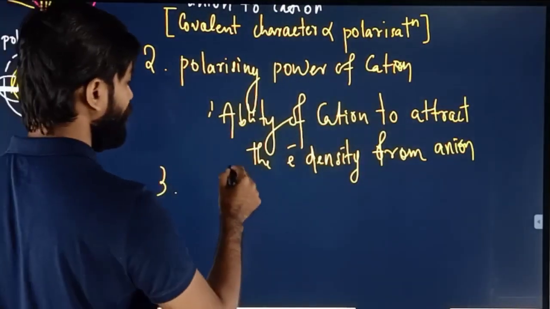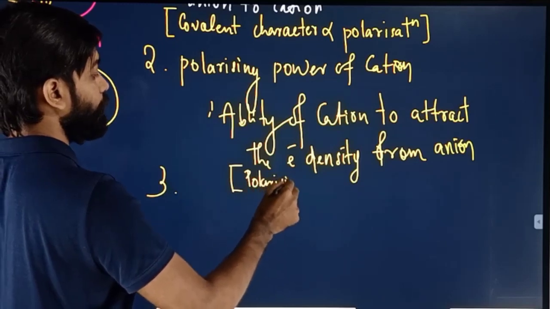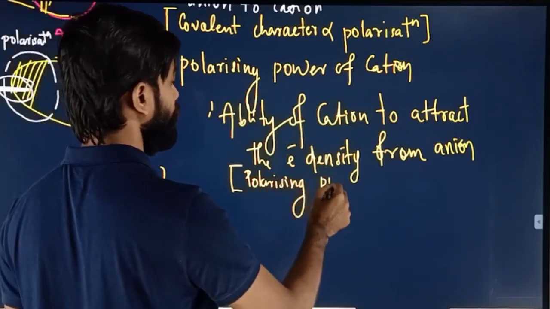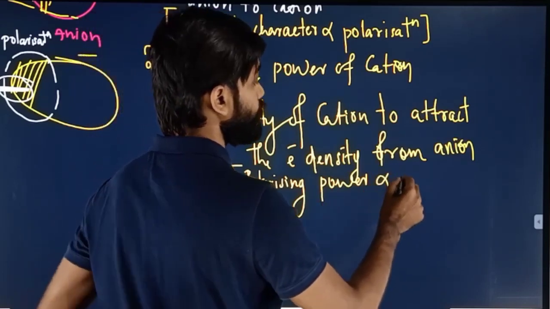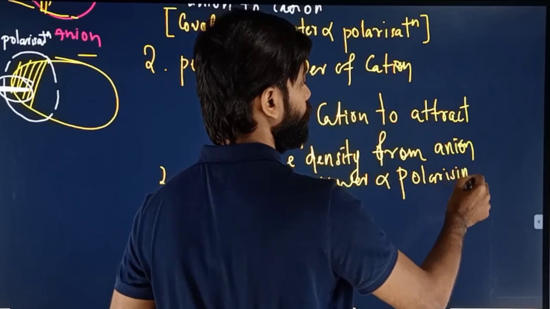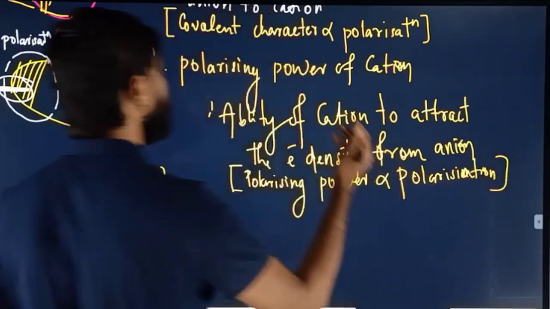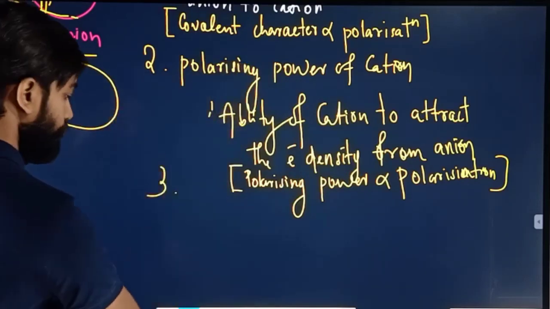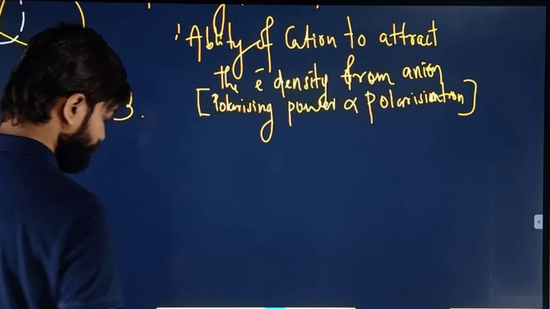And the third point: it is clear that polarizing power of cation is proportional to polarization, because greater the tendency of the cation to attract the shared electron density, greater the chance for polarization.